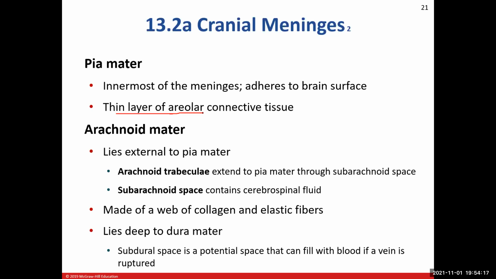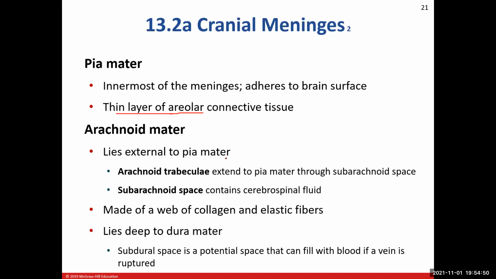The next layer, as we move from the innermost out more towards the superficial, is the arachnoid mater. This lays right on top of the Pia mater, and there are 2 things worth mentioning here. We have a structure called the Arachnoid Trabeculae, which are extensions that extend from the arachnoid mater to the Pia mater. It looks almost like a spider web. I'll show you a picture in a moment. We call that the trabeculae.